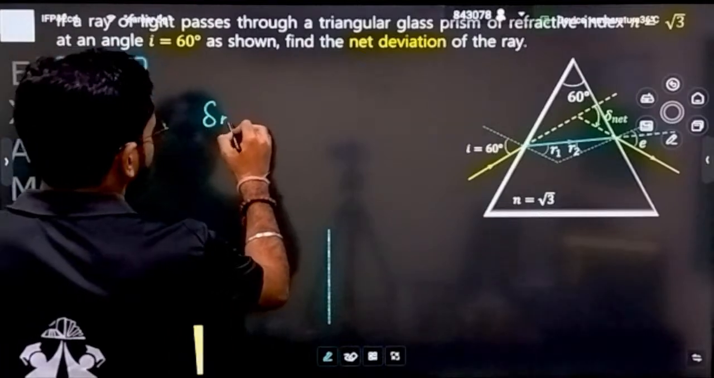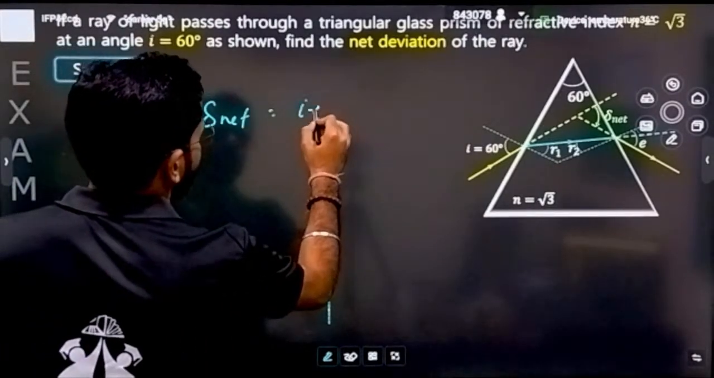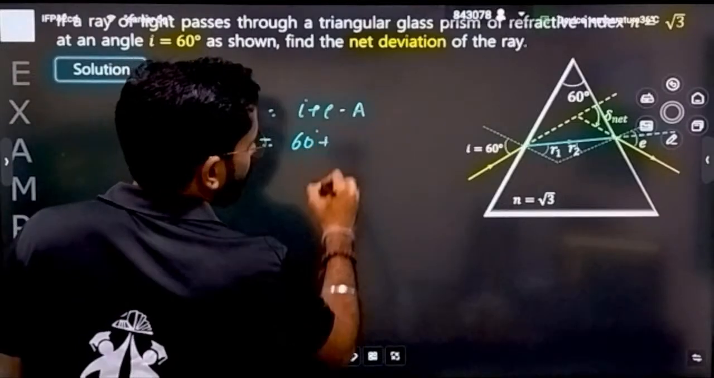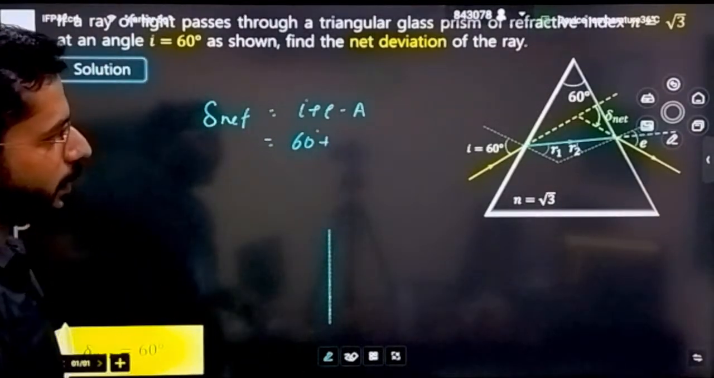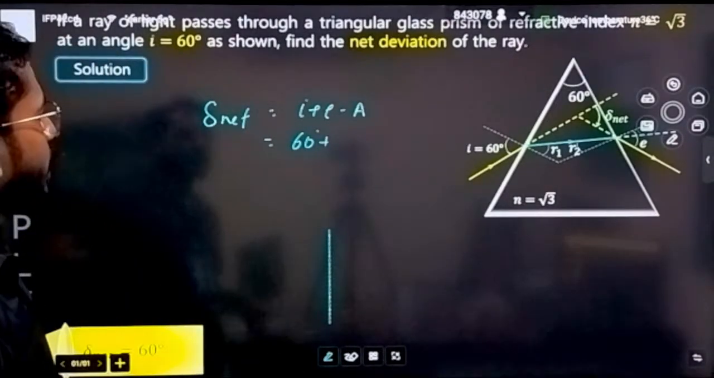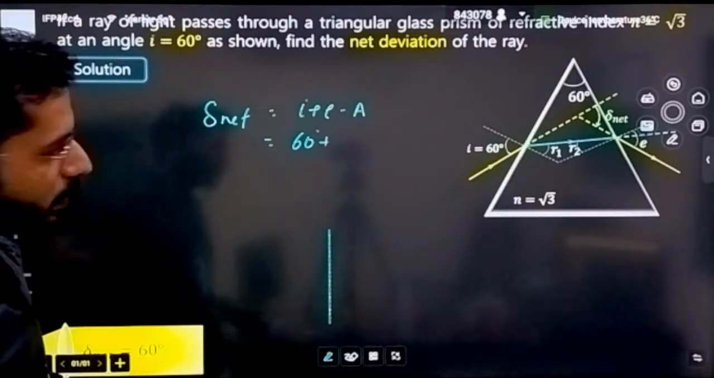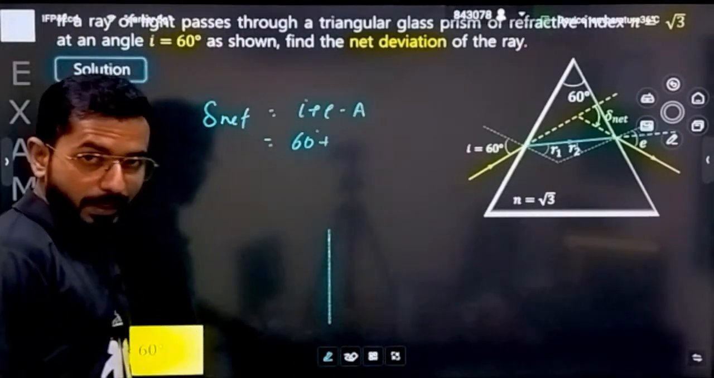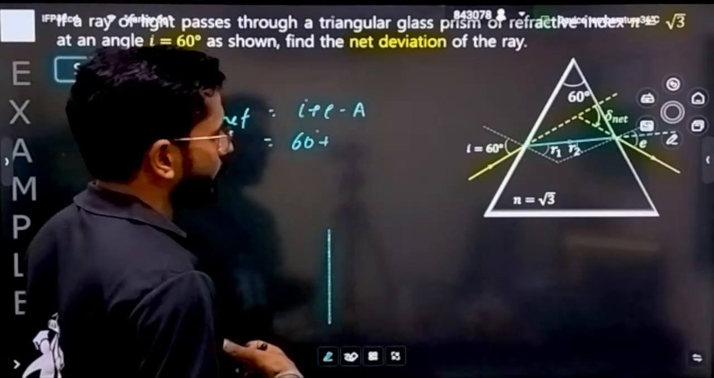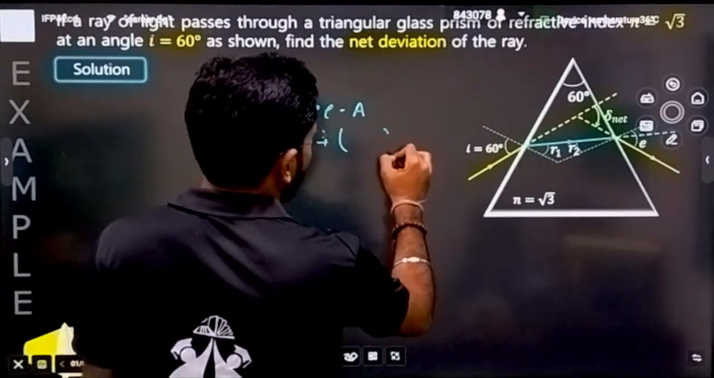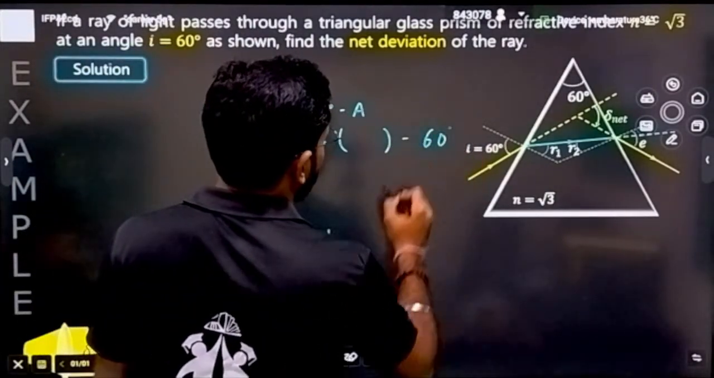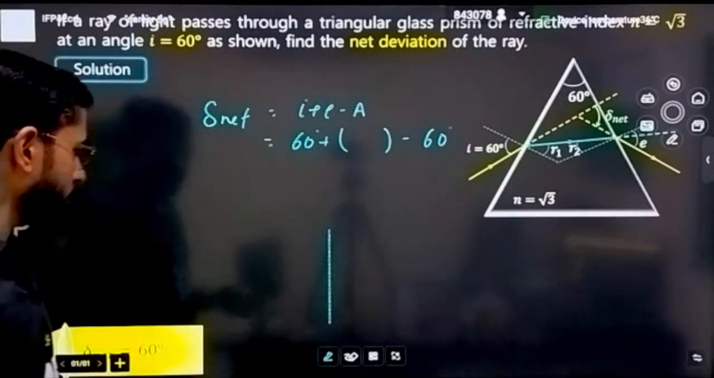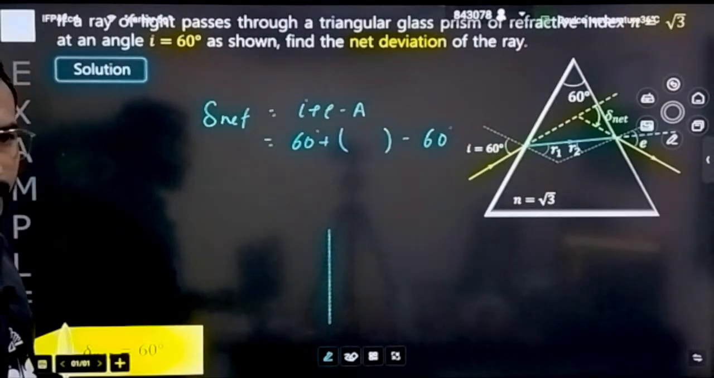Now I am going to directly use the formula that we have studied, that is I plus E minus A. What is I? 60. E is not given. That means again you have to calculate, because E is not given. If E had been given, then you could easily find the answer. Anyway, we will calculate E also. E minus, I will do what? 60. So the net deviation is equal to E only. So we should calculate E.